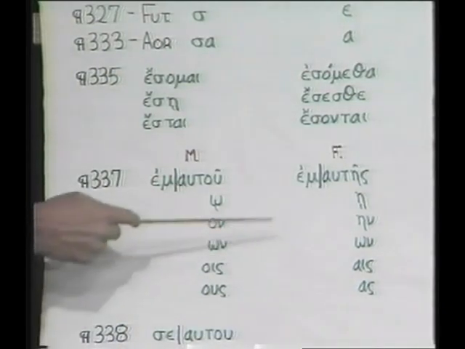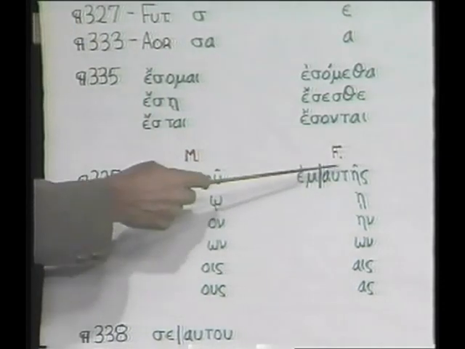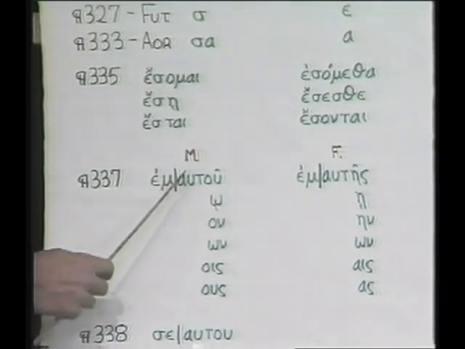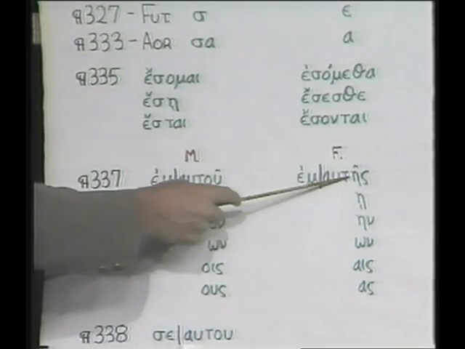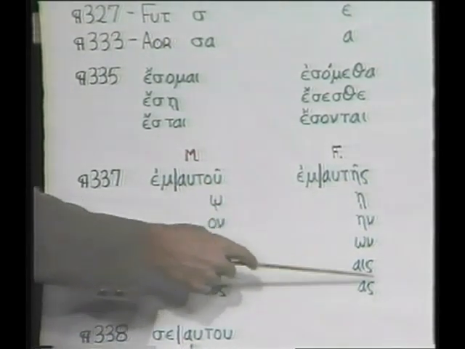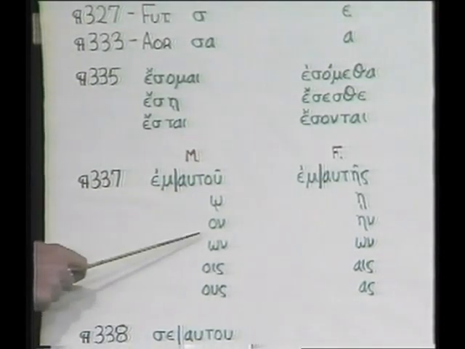The same is true for the plural, the feminine of it. Myself could be either masculine or feminine. And so you have the genitive, dative, accusative, and then genitive, dative, accusative again. So the first person, myself.